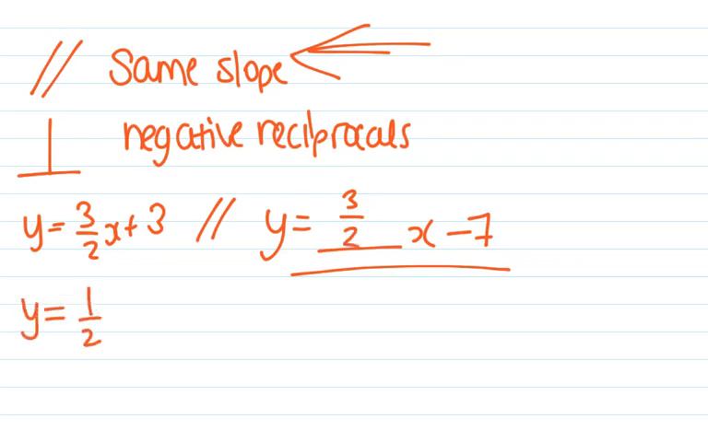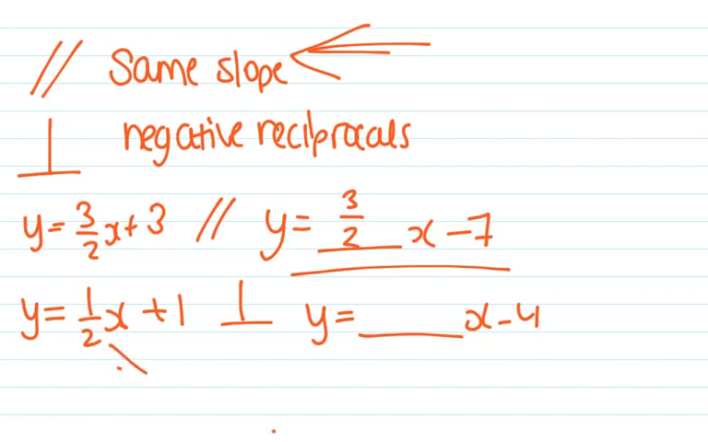If y equals 1/2 x plus 1 is perpendicular to this line, then what is the slope? y equals blank x minus 4. Perpendicular means their slopes are the negative reciprocals. So the negative reciprocal of 1/2, you flip it over, so now it's 2 over 1, and you make it negative. So that's -2. So the slope of this line would be -2.